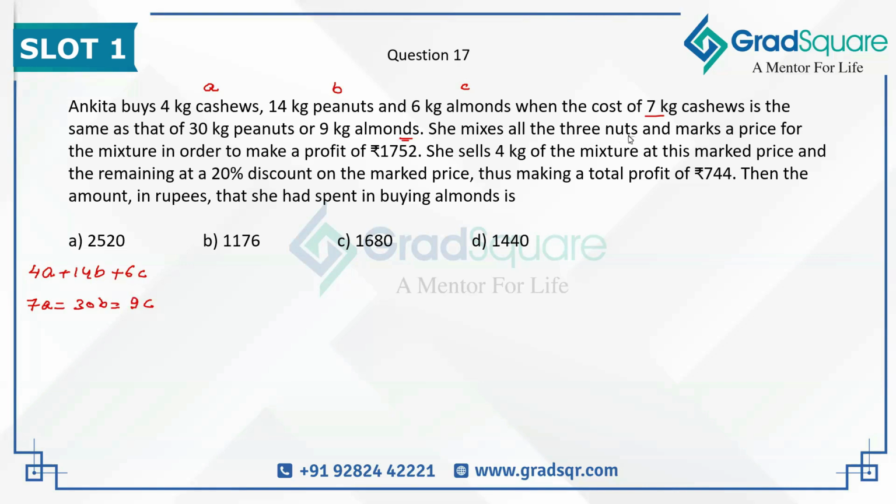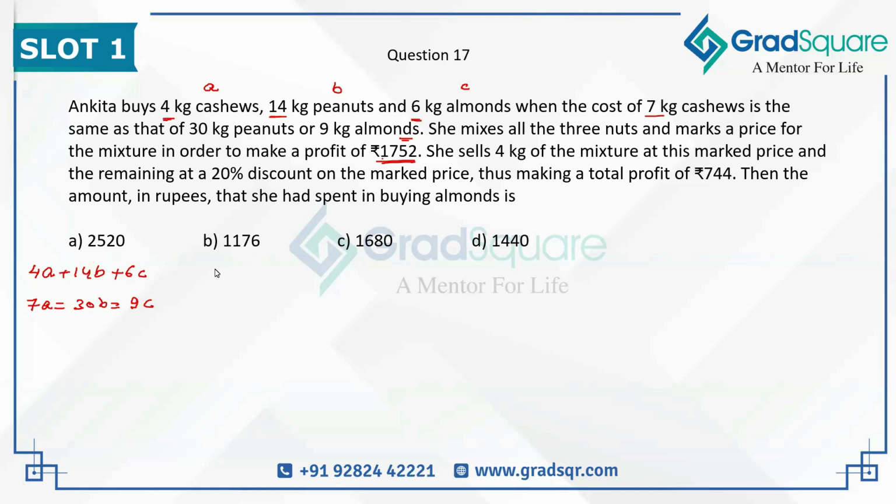She mixes all three nuts and marks a price of the mixture in order to make a profit of 1752. So whatever price she's marked, in such a way that if she sells the entire lot, she will get a profit of 1752. That's what the question is talking about. So total lot is turning out to be what? 14 plus 6 plus 4, which is 24 kgs.